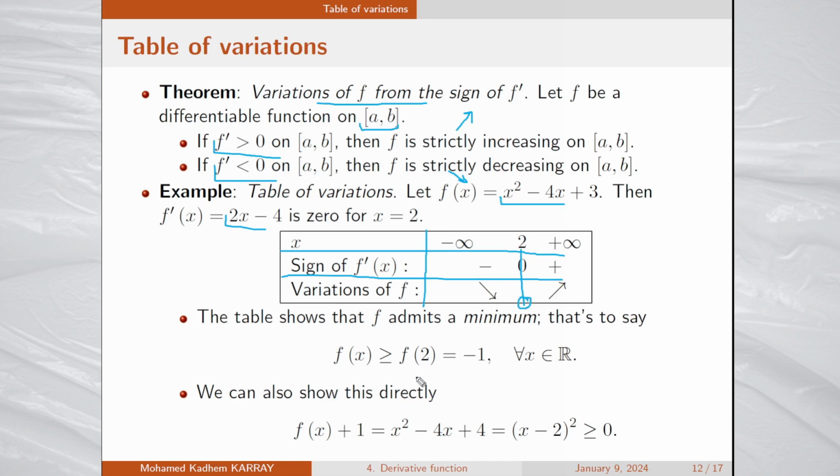That is to say, the function f of x is larger or equal than f of 2, which equals minus 1. And indeed, this result may be shown directly, since f of x plus 1, from this expression here, equals this polynomial, which is precisely x minus 2 squared, which is a positive number. So f of x is larger or equal than minus 1.